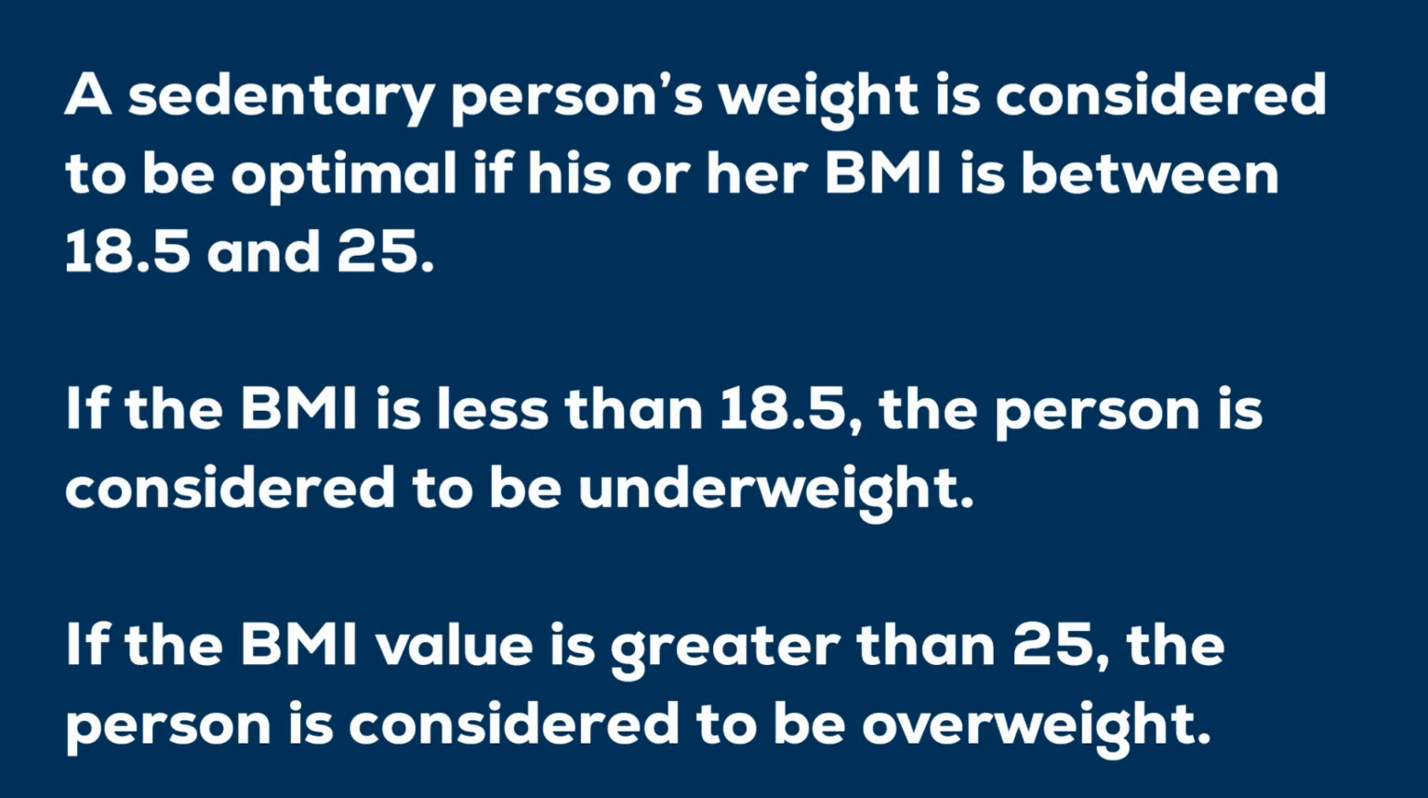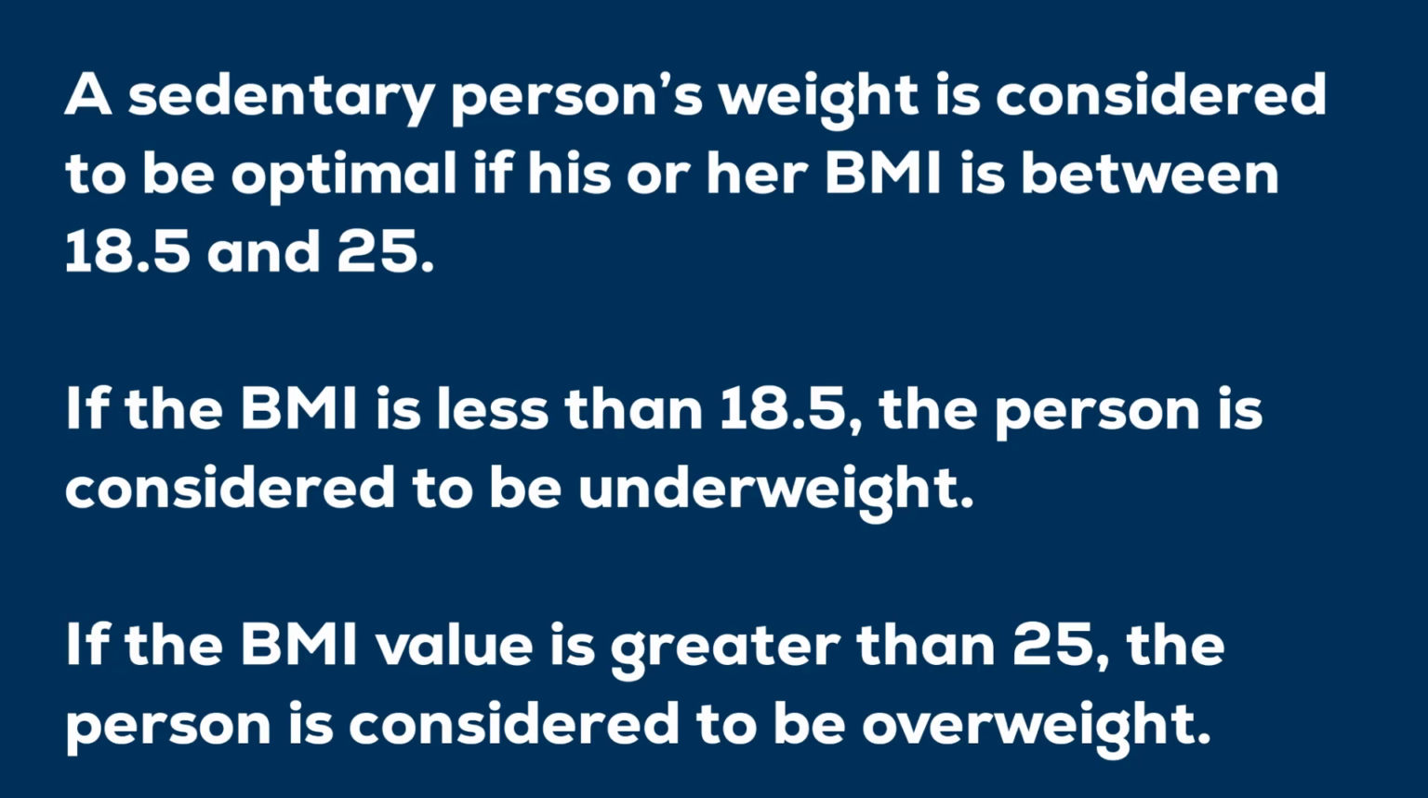A sedentary person's weight is considered to be optimal if his or her BMI is between 18.5 and 25. If the BMI is less than 18.5, the person is considered to be underweight. If the BMI value is greater than 25, the person is considered to be overweight.